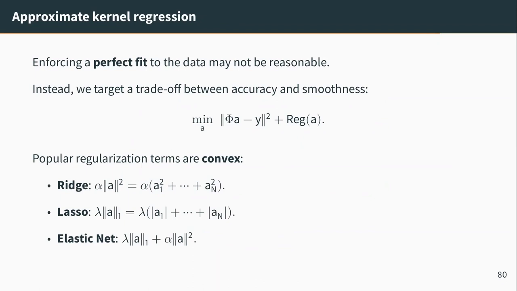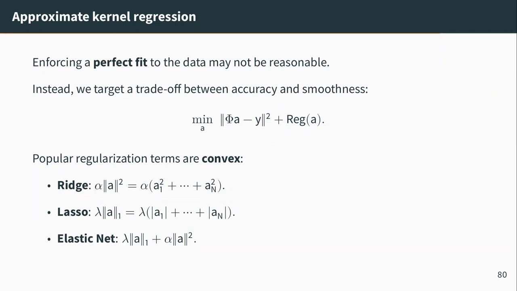Now, we have a minimization problem. If you remember what we said on neural networks, if we want life to be easy, we need this function to be convex. Otherwise it's going to be a nightmare. So that's why people came up with different regularization terms that are all convex.